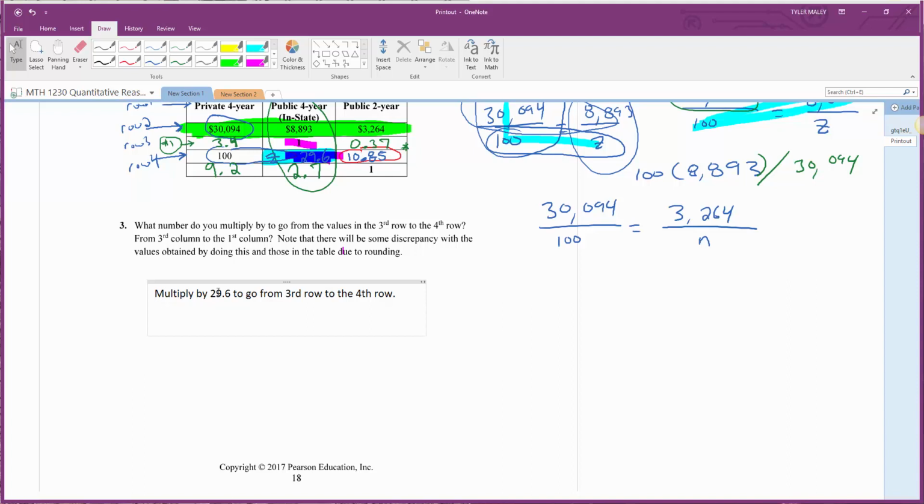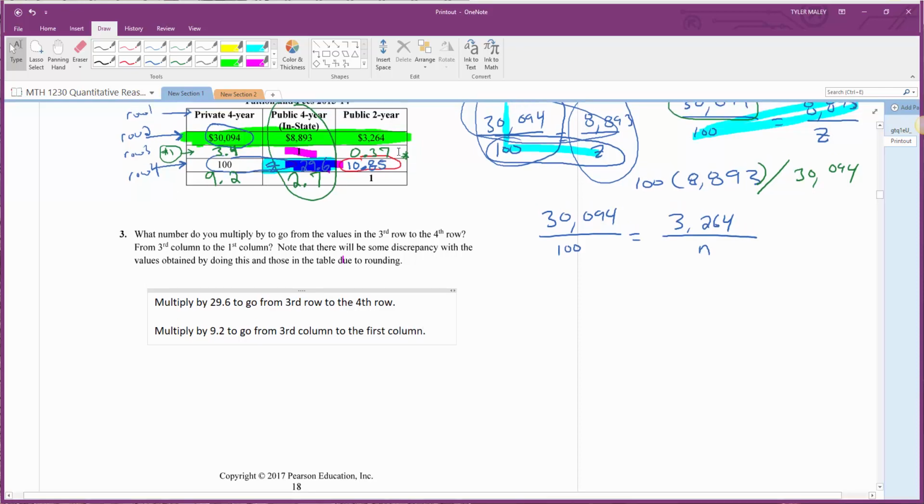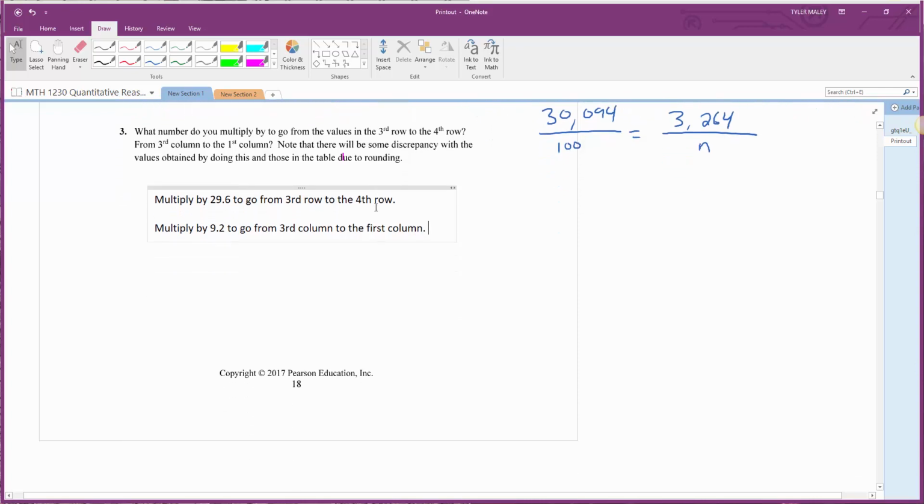And then next, I would say multiply by 9.2 to go from the third column to the first column. So notice if I look at the third column, to get to the first, I'm zoning in on this 1 and 9.2. To go from here to here, I multiply by 9.2, which seems about right. If I go from 10.85 and multiply by 9.2, I'll get roughly about 100, and so forth.